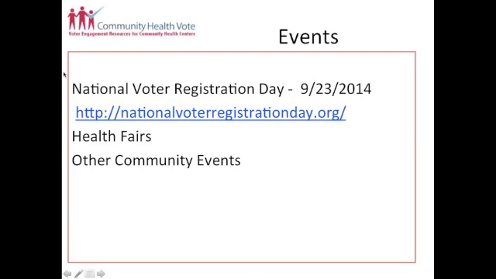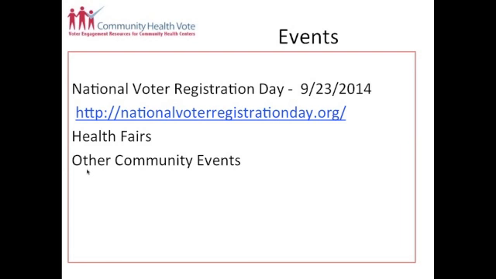It's September the 23rd. It's been recognized by the National Association of Secretaries of State. It's going to be a really big deal. It's kind of like a holiday for voting. You can get more information and free materials on National Voter Registration Day at the website that's listed on the presentation. And it's a good way to get started. If you haven't done anything before, it's a really good event to try to put together focused on voter registration.